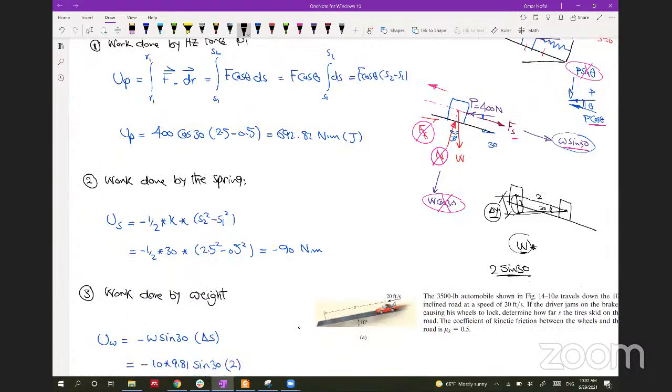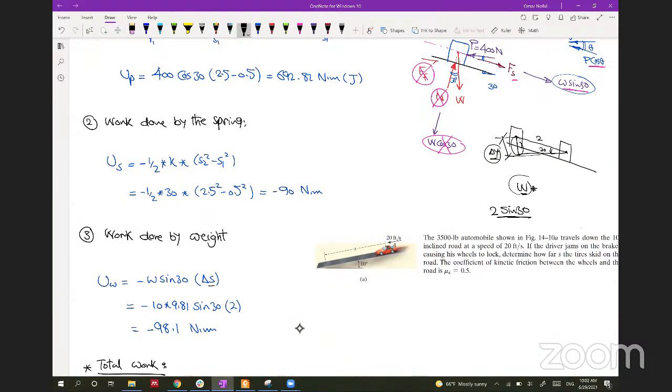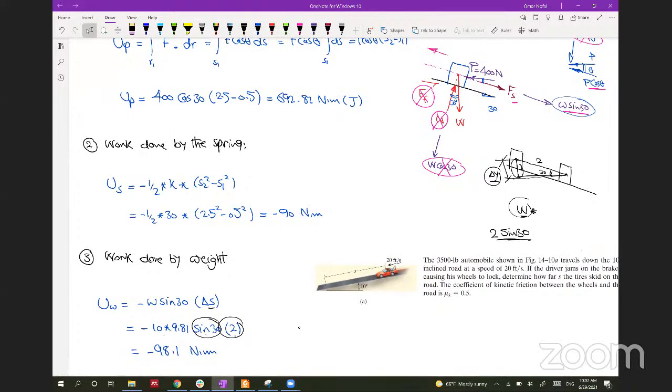So what I did here, I put the sine 30 with the W and multiplied by 2. So you can do both, both are fine. Did you get the idea? You analyze the weight in the direction of the motion, or analyze the displacement in the direction of the weight. So both are fine. You just have to find the right delta Y from this position to this position.